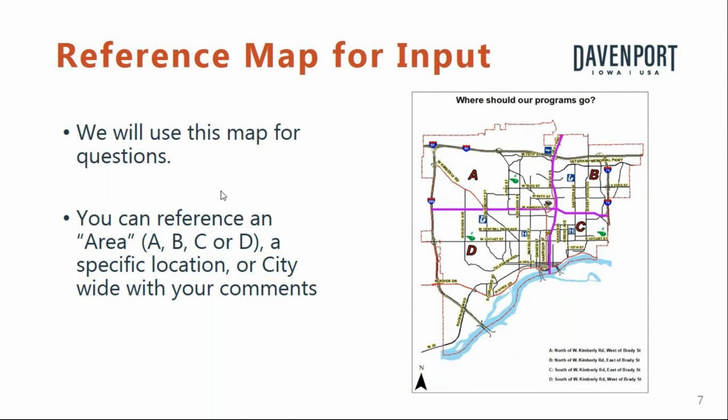So we're going to reference this map for input. We'll use this for questions, so you can reference it geographically. If there's a specific area of the city you would like to see a type of program, an area that has a need, we can also do citywide comments. It's just a way to narrow it down a little bit for you. The map will be shown on each of the slides.